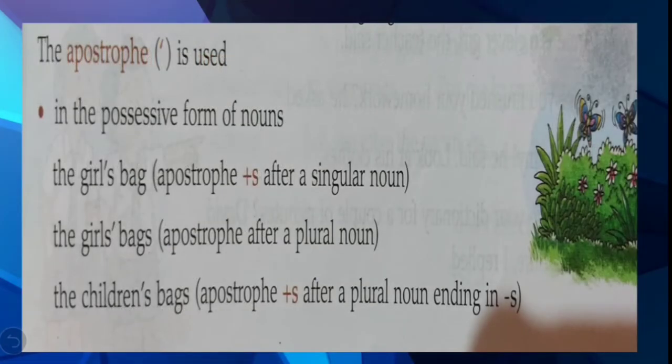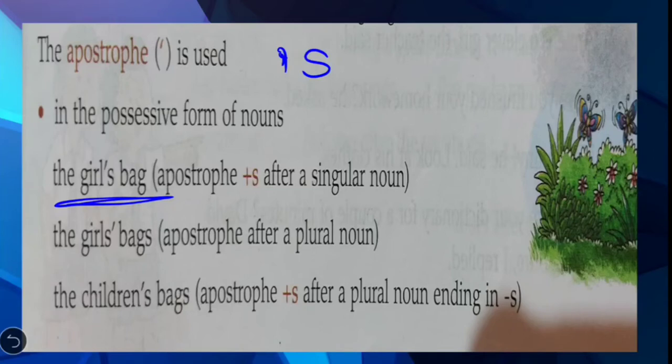Now the apostrophe. We almost always use the apostrophe in the possessive form of nouns. Possessive means belonging: something belongs to someone. That time we use the possessive form. Some things belong to some person. The girl's bag. Look here. The girl's bag. Apostrophe S after a singular noun means this bag belongs to that girl.